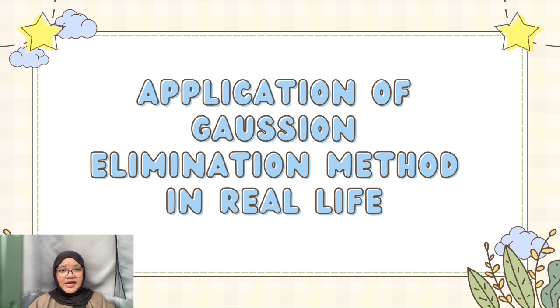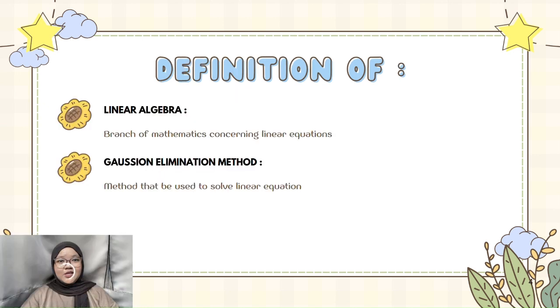Today, our group is going to present a topic that is not only fundamental in mathematics, but also highly useful in real life, which is the application of linear algebra. Specifically, we will focus on how the Gaussian elimination method can be used in daily life, such as in determining the ratio of ingredients when baking a cake.